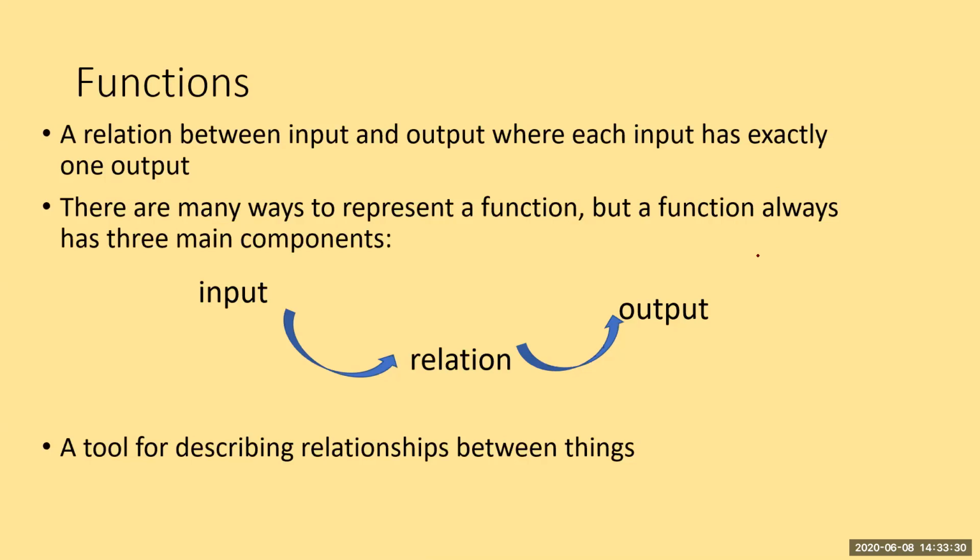So there are multiple different ways to represent a function or represent this special type of relationship, but a function always has three main components. So we can think of a function as consisting of the input, so what we put into the function. Then we can think about the actual relationship itself. And then finally, we've got the output. So we've got the input, we've got the output, and then we've got the relationship sitting in the middle here.